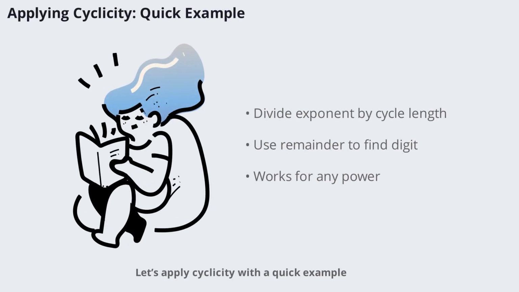Let's apply cyclicity with a quick example. What's the unit digit of 3 raised to the 11th power? The cycle for 3 is 3, 9, 7, 1, repeating every 4. Divide 11 by 4, the remainder is 3, so the third number in the cycle is 7. The unit digit is 7. This method works for any digit in any power. Just find the cycle and use the remainder.